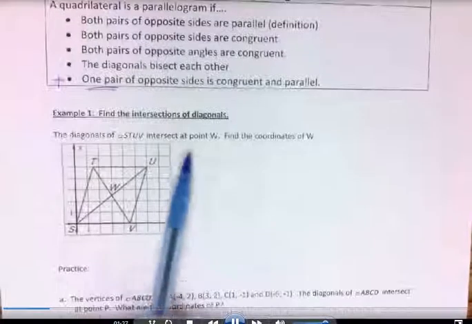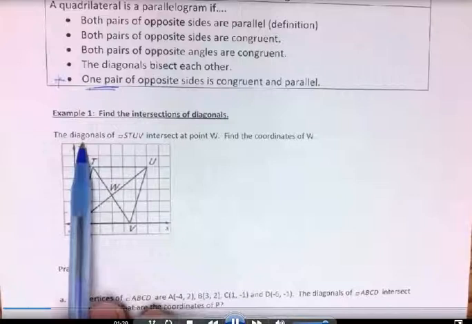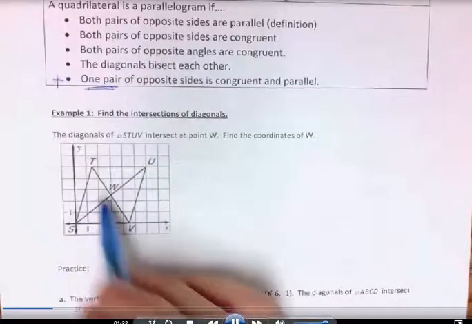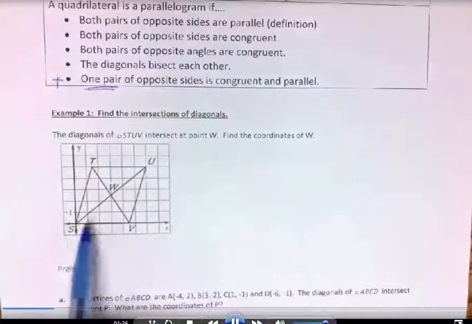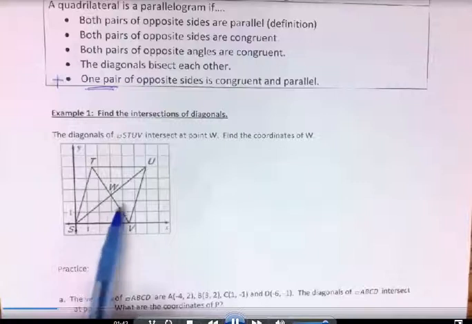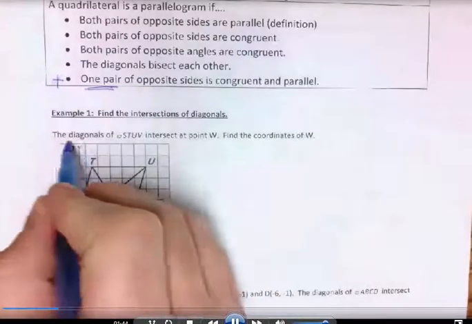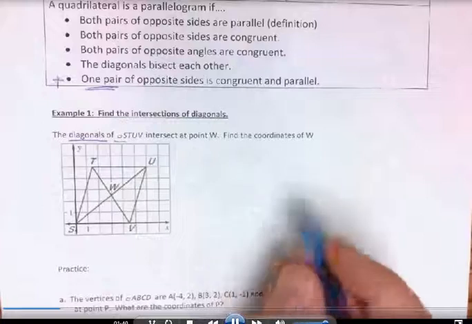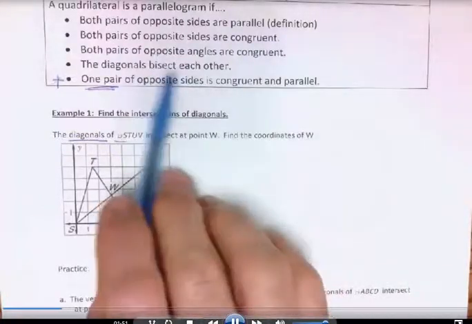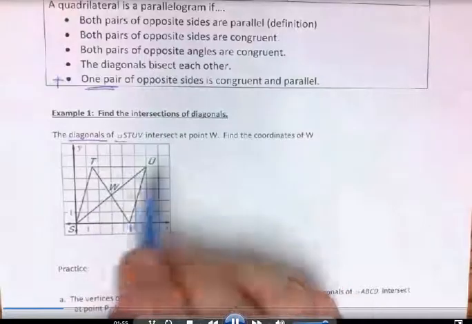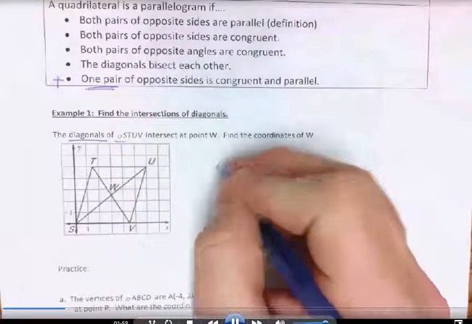So this first example is talking about the diagonals, and it's saying to find the coordinates of W, which is the point of intersection of those two diagonals. So I'm sure you could probably just sort of look and try to figure out roughly where it is just because it's plotted for you. But let's try to get the exact value for sure. And the key there is you're dealing with diagonals of a parallelogram. We know something about the diagonals of a parallelogram. They bisect each other. That means they hit each other right in the middle. They cut each other in half. That means W must be the midpoint.